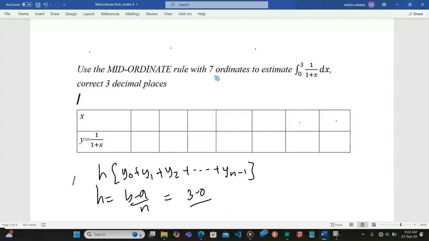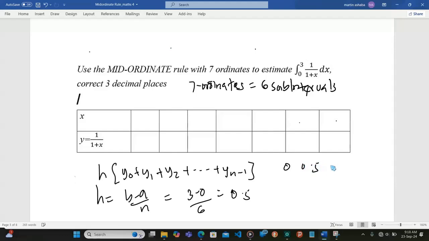The number of ordinates, we are saying we have 7 ordinates, and this is equal to 6 subintervals. So we are going to divide by 6 here. This is going to be 0.5. So that means we start from 0, we go to 0.5, we go to 1.0, 1.5, 2.0, then we go to 2.5, and 3.0.